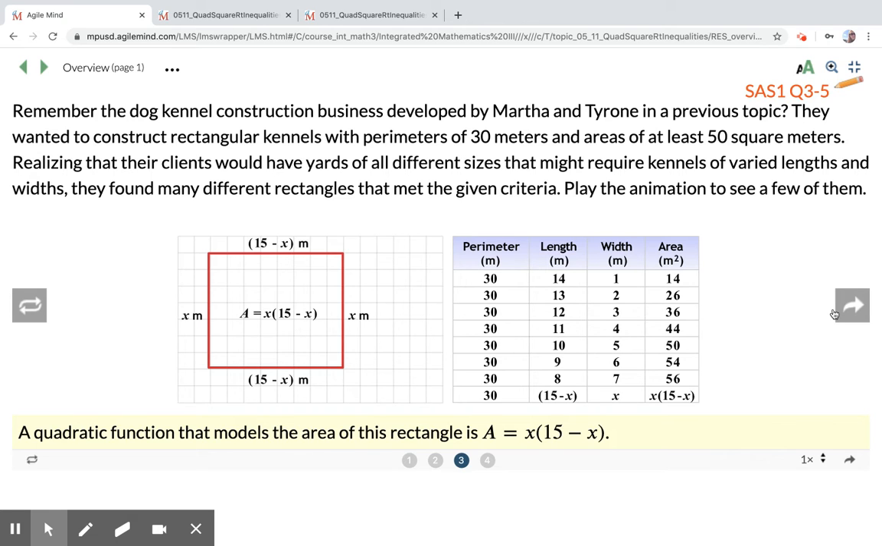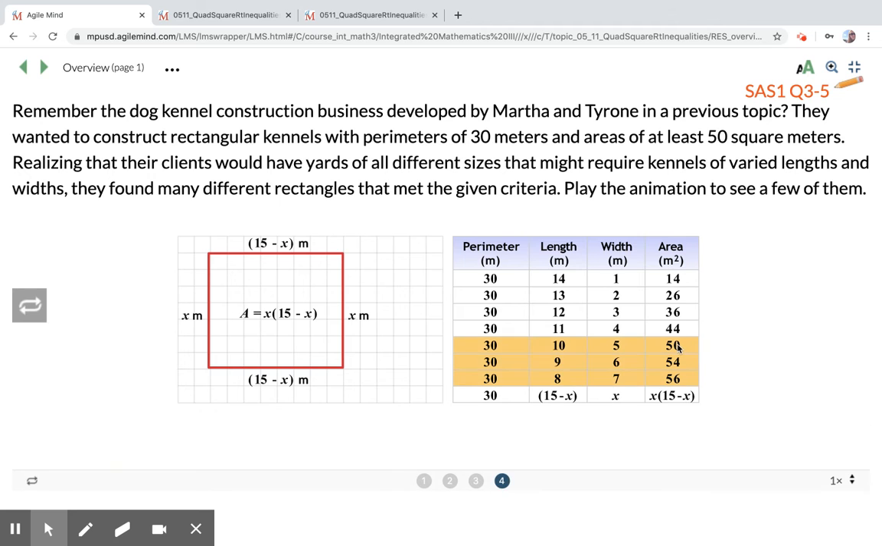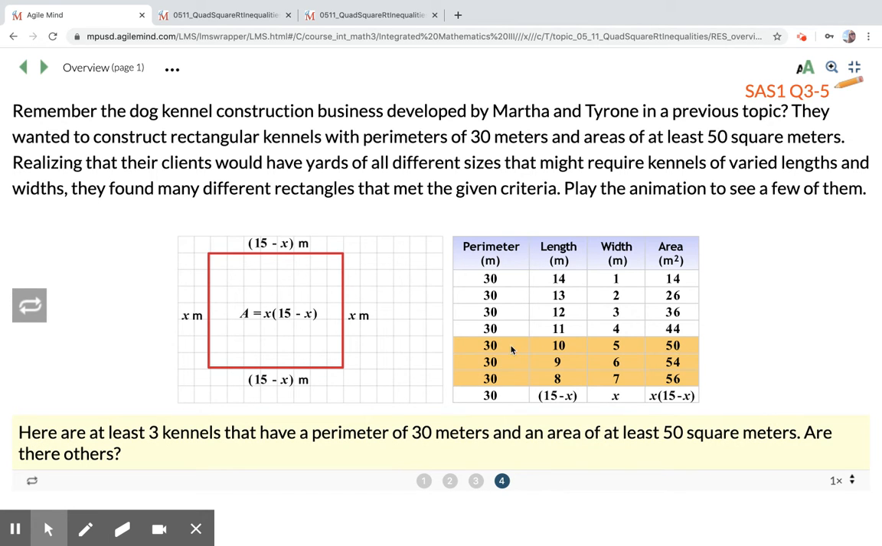But you're noticing now that this is actually a different situation. Remember, they actually want areas of at least 50 square meters, okay? Which means it doesn't have to be 50. An area of 54 is fine, an area of 56 is fine. So we actually have a couple of different kennels that would fall into that category. Question number 3, can you think of another kennel that might also meet those requirements? And just jot it down.